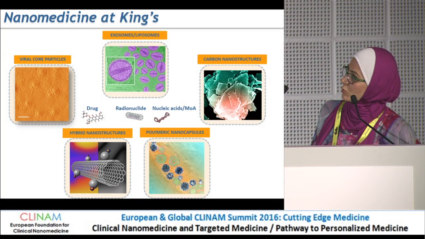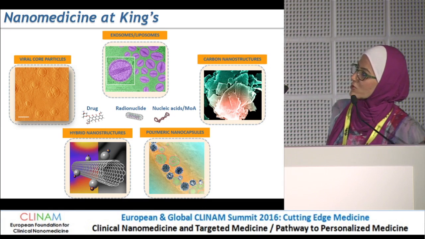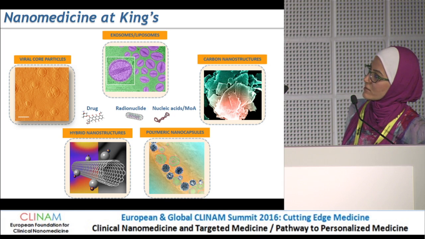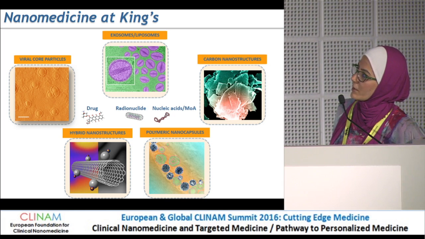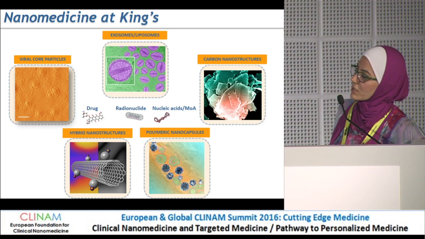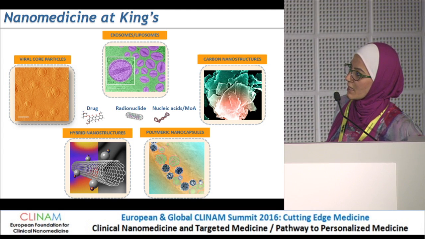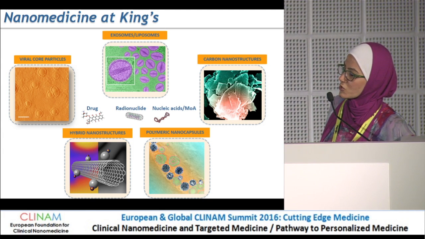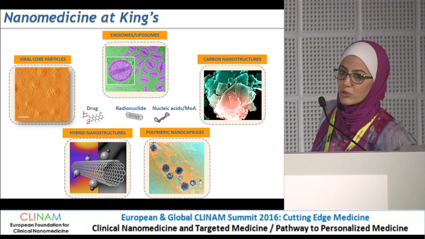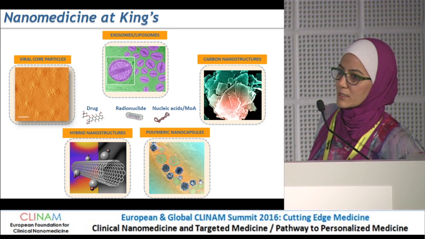We are a group on nanomedicine at King's College London, and we work with a range of materials such as protein particles, liposomes, carbon nanostructures, including graphene and nanotubes, and also hybrid materials made either of organic and inorganic material or polymers with inorganic particles. So it fits nicely with the different themes of other particles. And the main aim is to use them as delivery carriers for either small drugs, radioactivity, or nucleic acid.